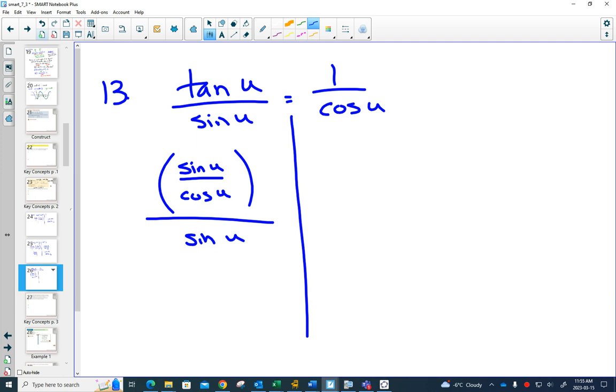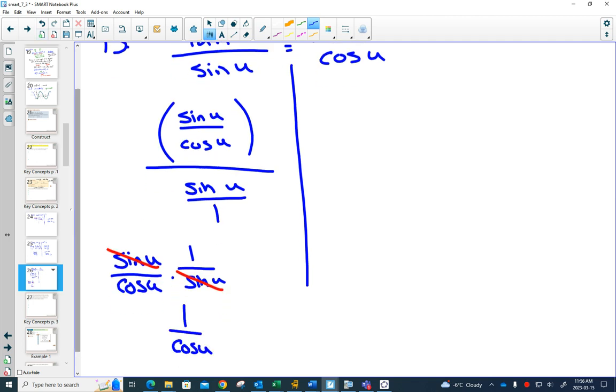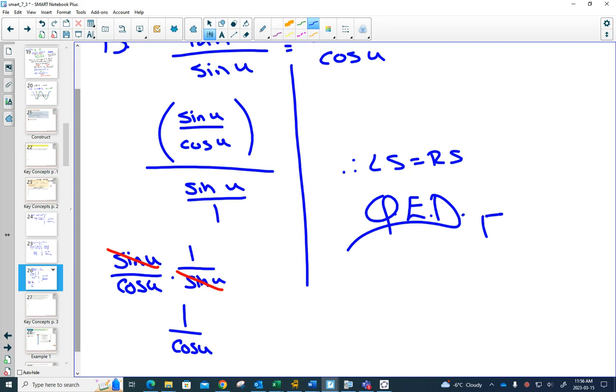And I now have a fraction inside of a fraction. So our strategy of fraction inside of a fraction, can we make the top a single fraction? It is already. If I change the bottom to sine u over 1, it's a single fraction. What's your rules for a fraction divided by a fraction? We multiply by the reciprocal. So I flip the 1 over sine u. And then I notice, since I'm multiplying, I have 2 factors that are identical. They can simplify, which leaves me with 1 over cos u. And I look at the other side, and that's what I wanted. So now I can write my statement. And be done. Got a little fancy.